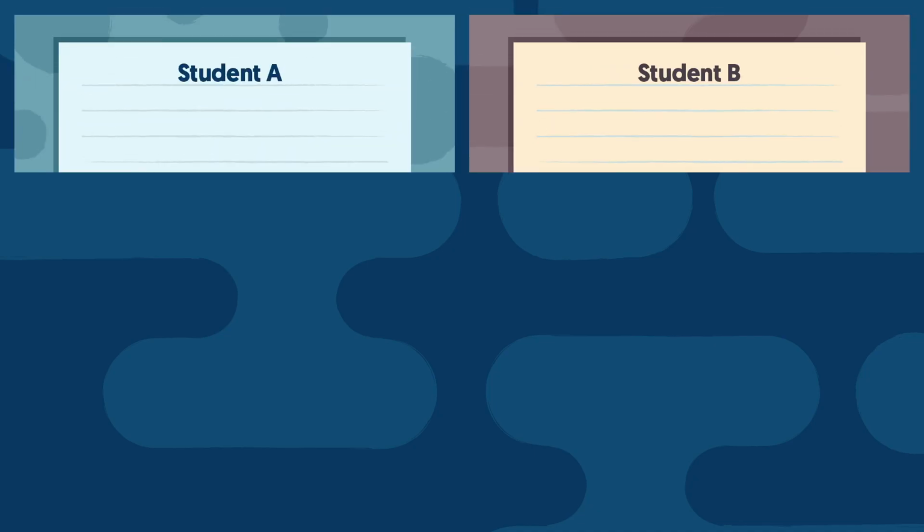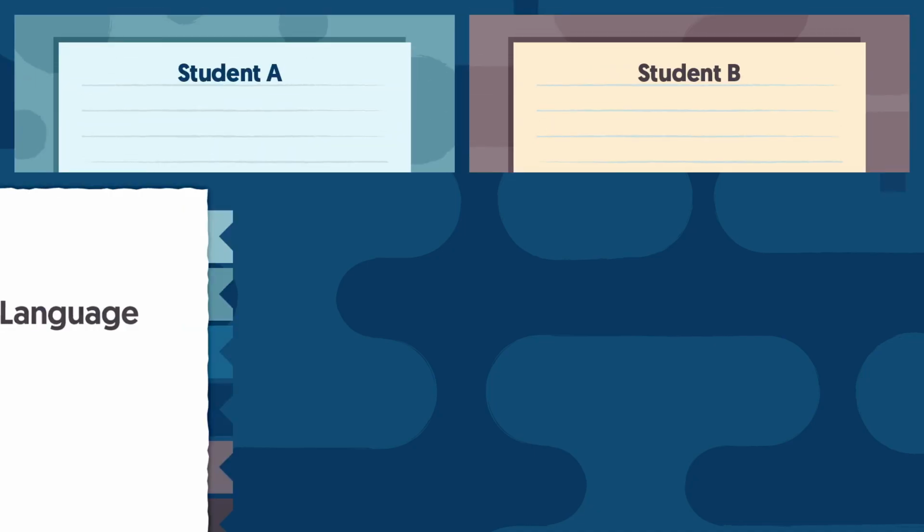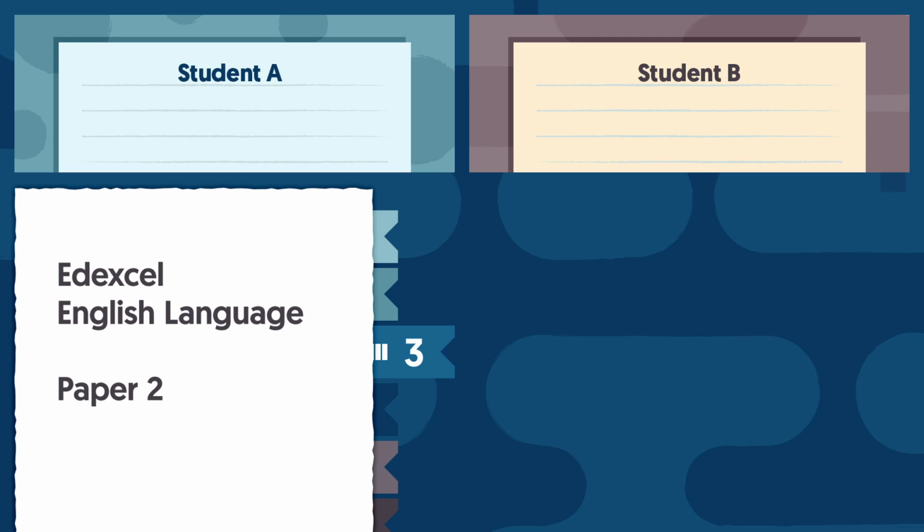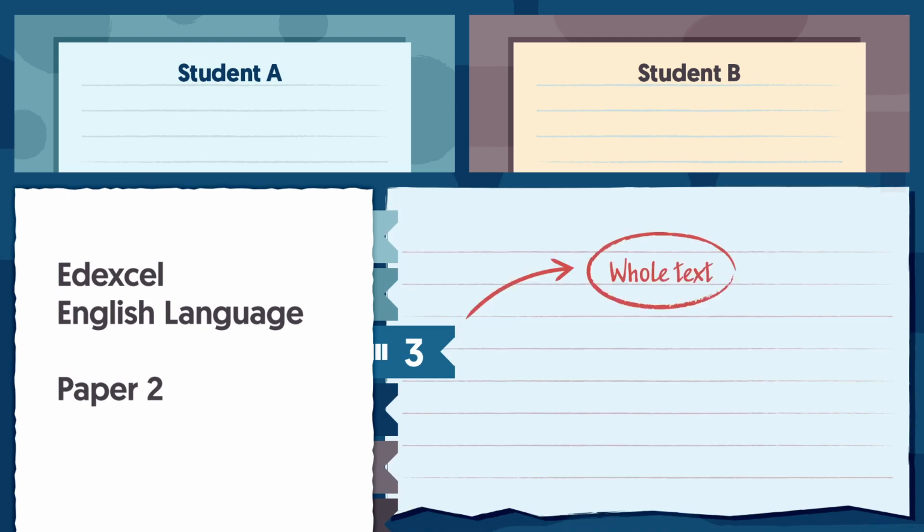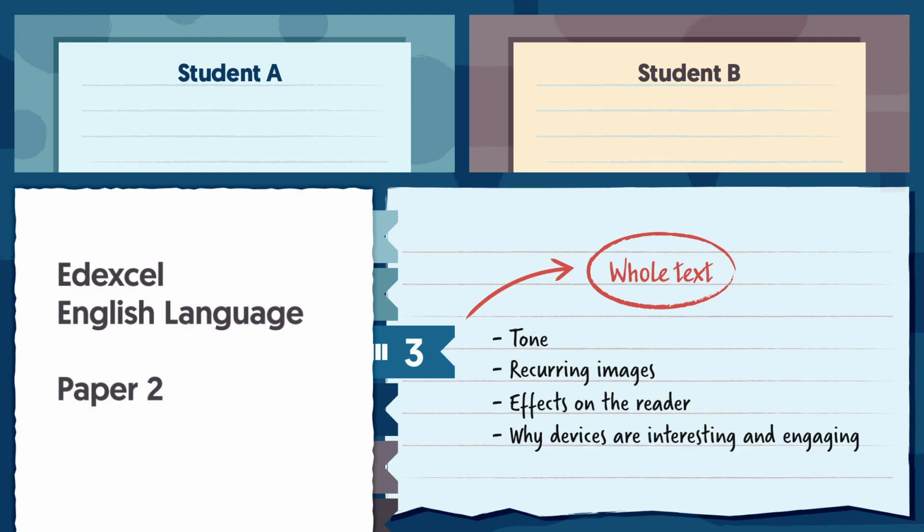Okay, let's leave it there. Hopefully you can see the difference between the 2 responses. To recap, to be successful on this question, you need to think about the whole text, so it's a good idea to look at things like tone and recurring images. Make sure your answer is focused on the effects on the reader, and make sure you explain why the devices you talk about are interesting and engaging.